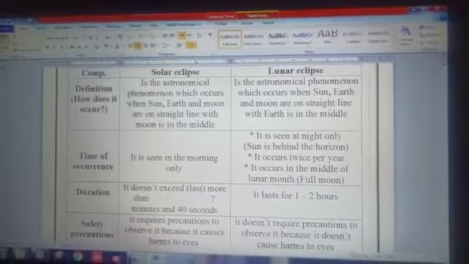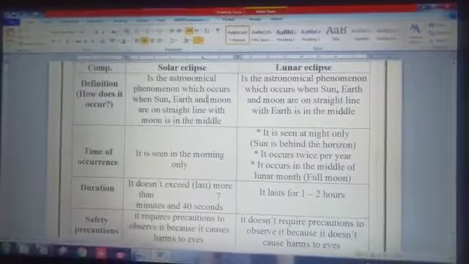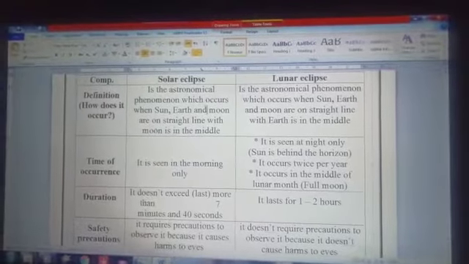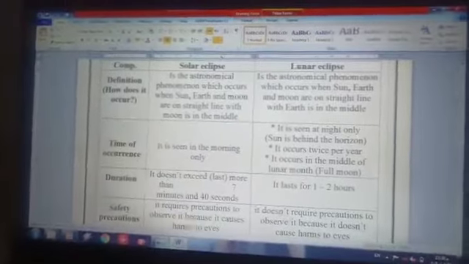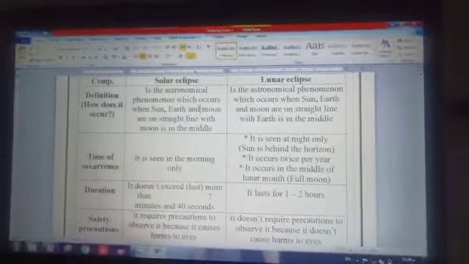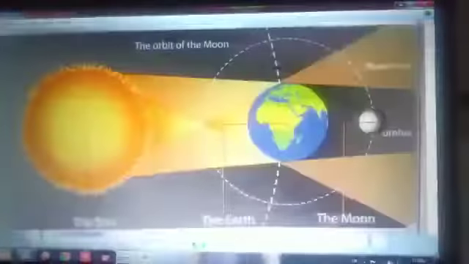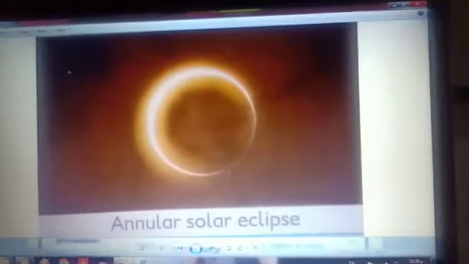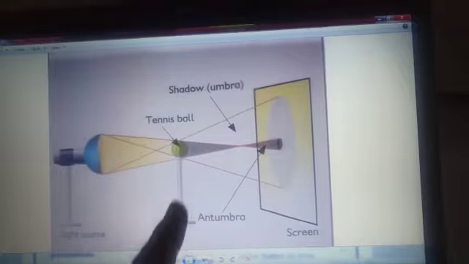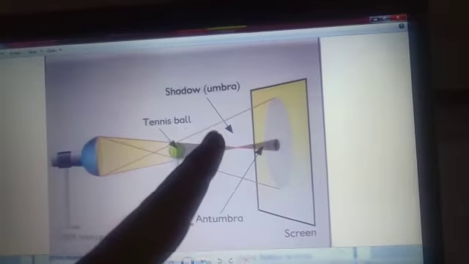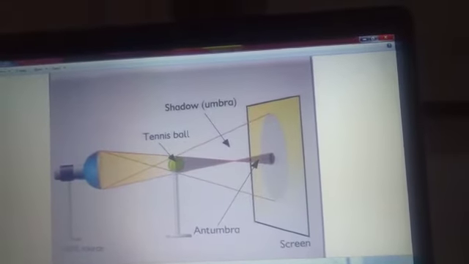And the secret of the eclipse is the shadow. Because when the moon or earth blocks the sunlight, it forms what? Shadow. How many types of shadow? 3. Dark shadow area, faint shadow area, and unreal shadow area. Dark shadow area, umbra. Faint shadow area, penumbra. Unreal shadow area, antumbra.